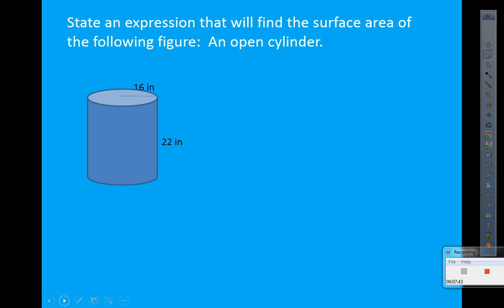Here goes another one. It says, state an expression that will find the surface area of the following figure. Now this time, guys, it's an open cylinder, meaning that there's no top. That way we can put a plastic lid on it or something else. So here goes the surface area of this. It's going to be the area of the base, pi r squared, plus that lateral area, which is 2 pi r times the height. Since it's open, I don't have that 2 here.